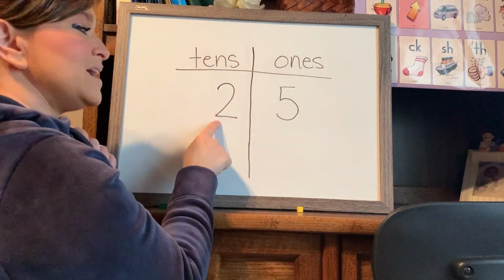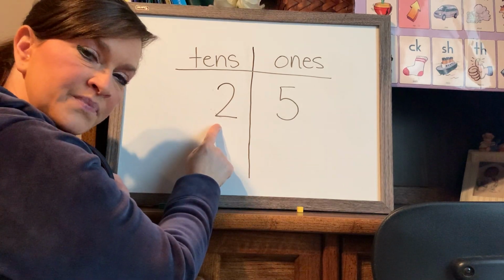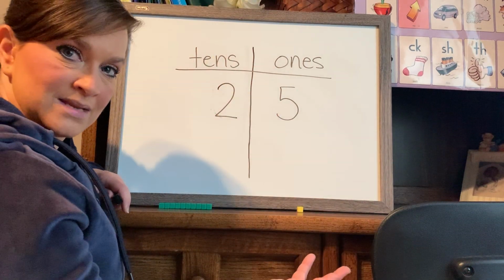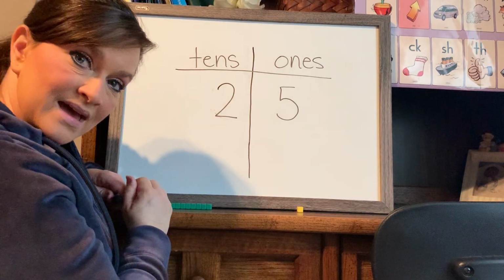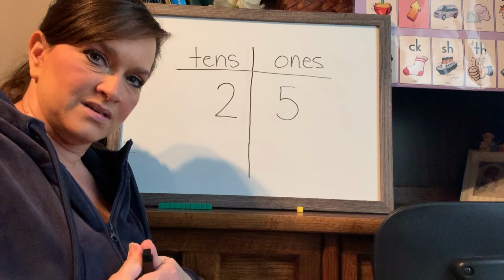So the number in the ones place doesn't change when you're doing 10 more and 10 less. Just the number in the tens place changes. If you're doing 10 more, it gets bigger. You just move to the next number. If you're doing 10 less, then you have to do take away. So you want to go backwards.